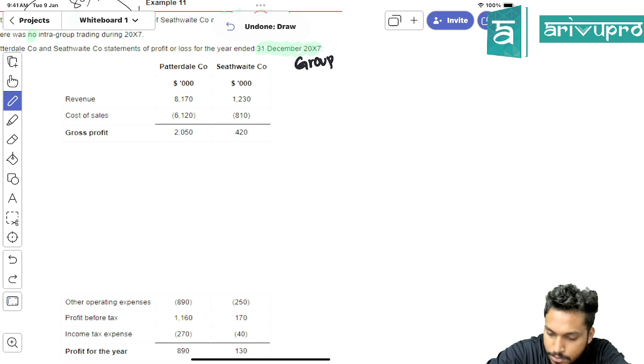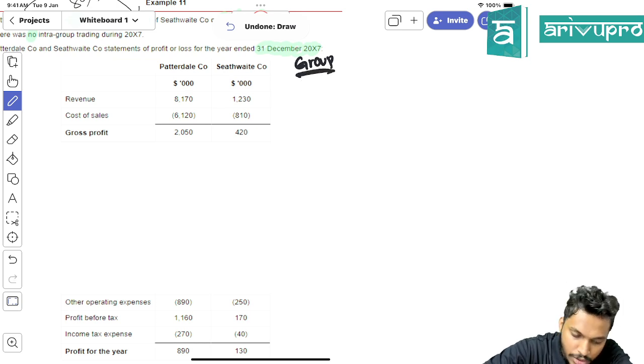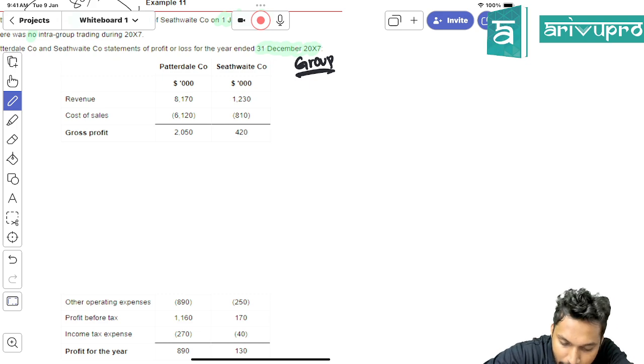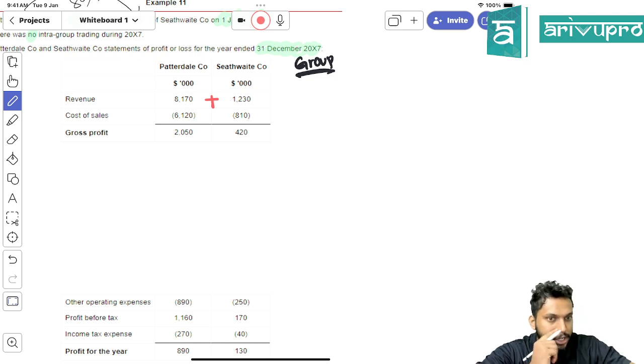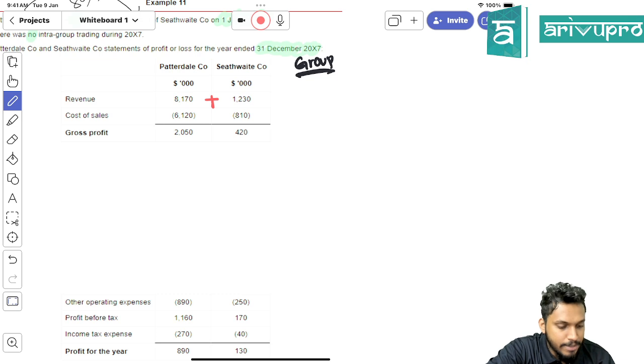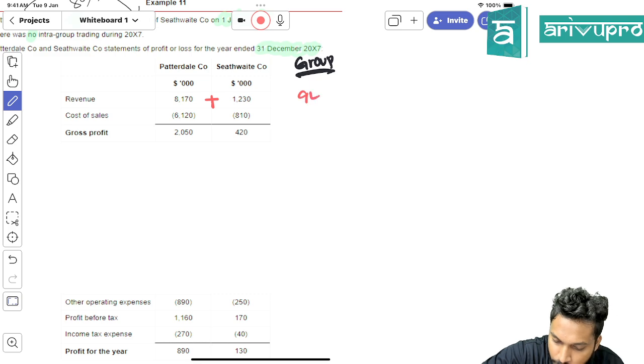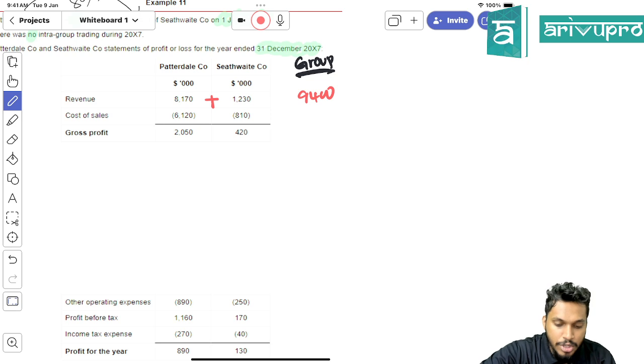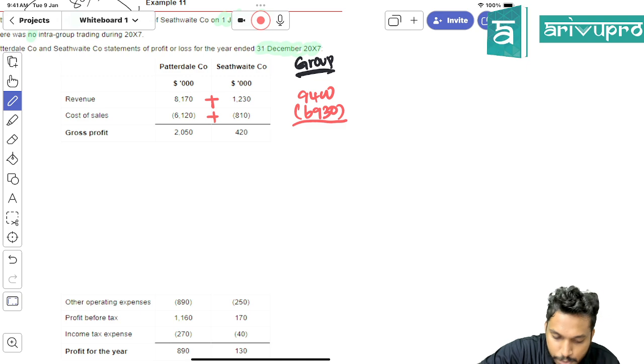So when I am preparing the group accounts, I need to add both the revenues. If I add both the revenues, shall we add them together? So it is 8,170 plus 1,230, that is 9,400. Then you need to add the cost of sales together. So that is how much? 6,120 plus 810, that is 6,930.